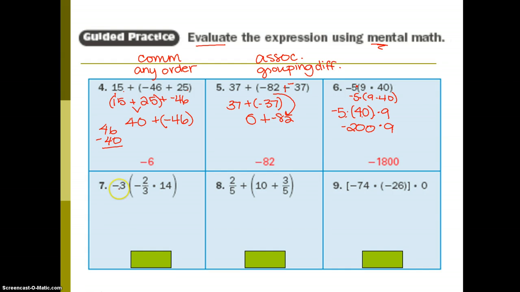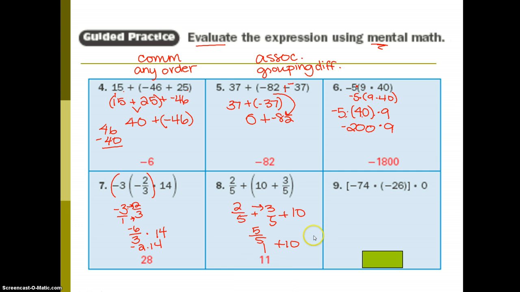For number 7, I would group the first 2 numbers together first because it has a denominator of 3 and this has a numerator, because there's a 1 underneath, of 1. This actually can multiply straight across, -6 over +3, bring down the 14, and that simplifies to -2 times 14, which is 28. Here, put the fractions together. Just add the top. That becomes 1 plus 10, which is 11. And then anything times 0, it doesn't matter what this is, because when you multiply by 0, it's 0.